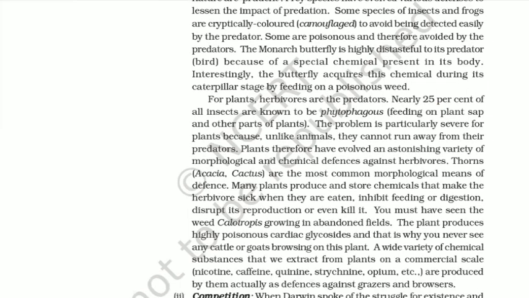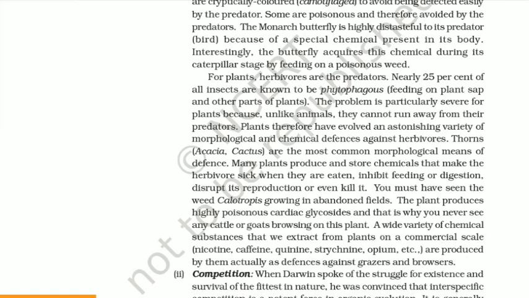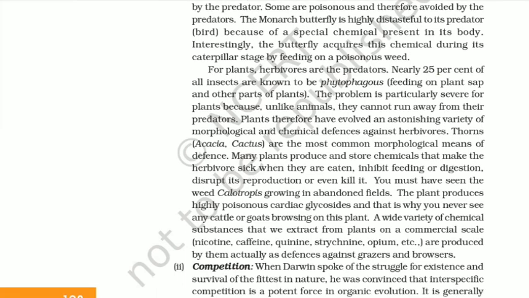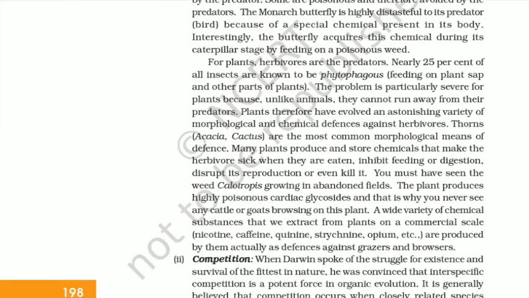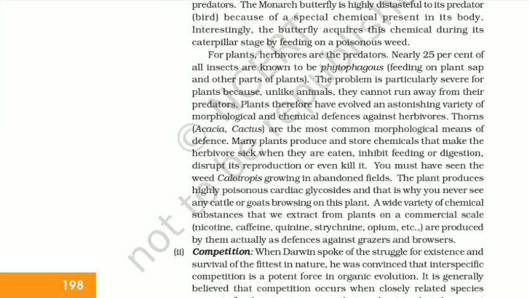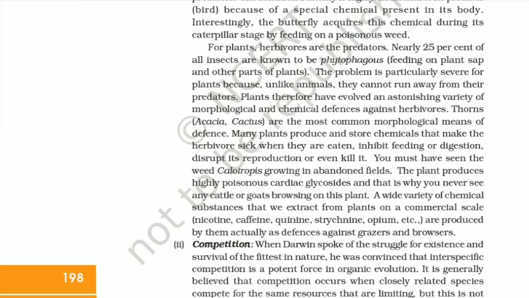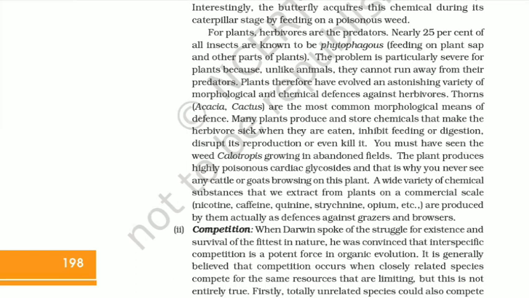Some species of insects and frogs are cryptically colored, that is camouflaged, to avoid being detected easily by the predator. Some are poisonous and therefore avoided by the predators. The monarch butterfly is highly distasteful to its predator because of a special chemical present in its body. Interestingly, the butterfly acquires this chemical during its caterpillar stage by feeding on a poisonous weed.